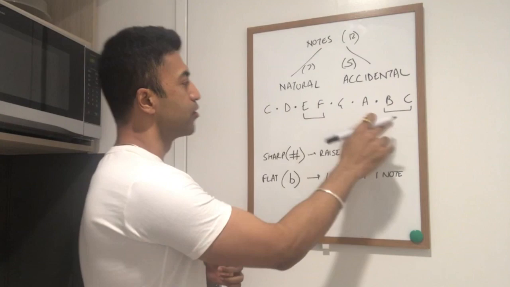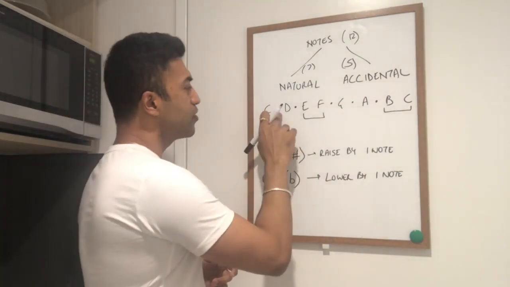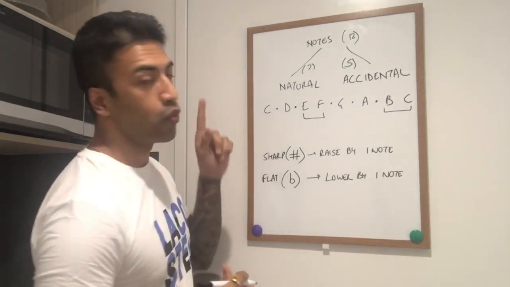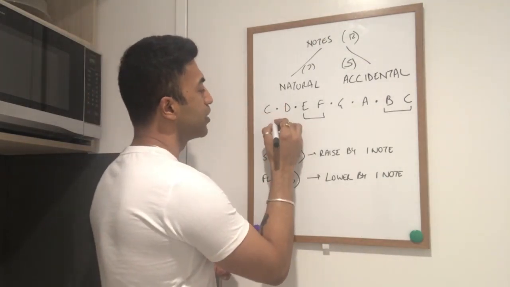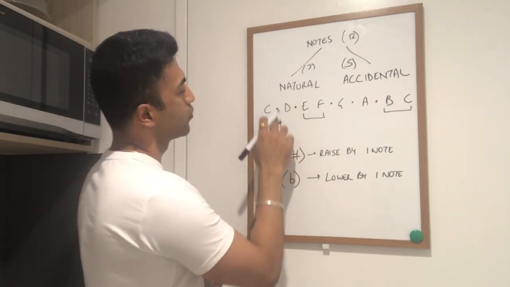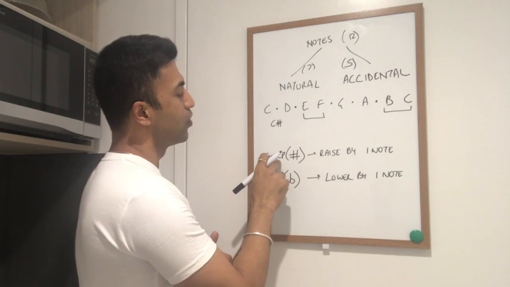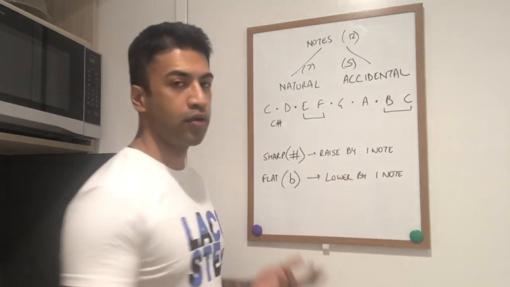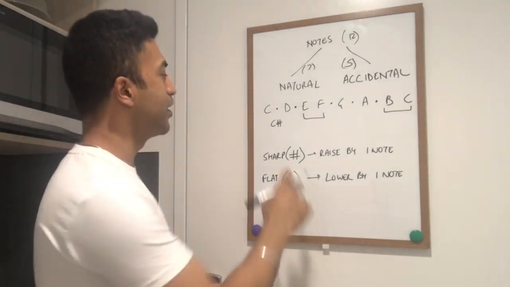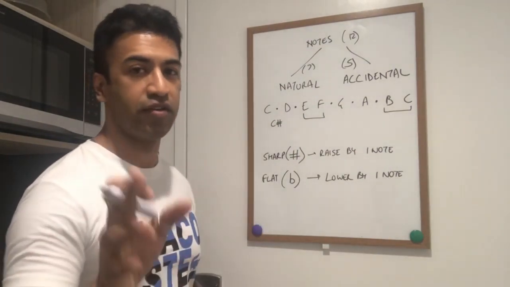Now if you look at the notes between a C and a D, I told you that there's an accidental. This note, the accidental, is one note to the right of C. So therefore this one is called a C sharp, or C raised by one note. Now your question will be that this note also happens to be one note to the left of D, and you're absolutely right.